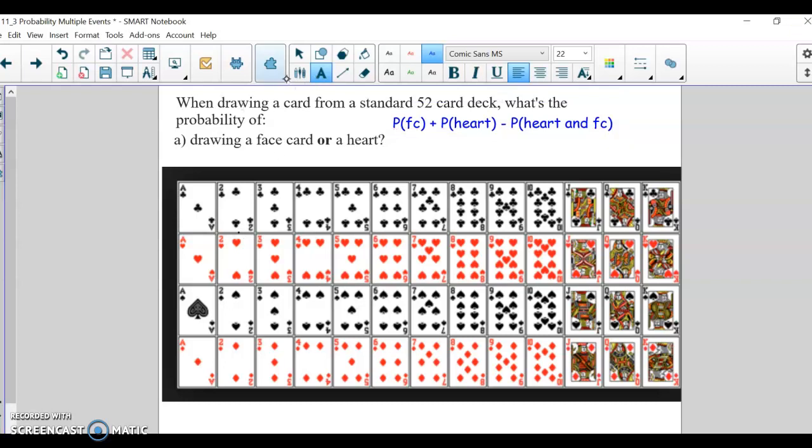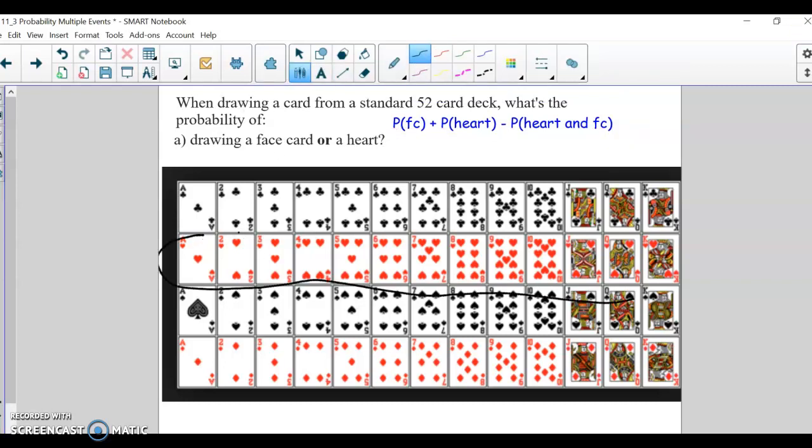So you have to subtract that off. To me, this is a really good thing to look at visually. So here's all my hearts, right? I have a hard time drawing it. That is 13 out of the 52. Sorry, it's really messing up here. That's 13. Okay, and then the face cards are all of these, right? So that's 12 out of the 52.